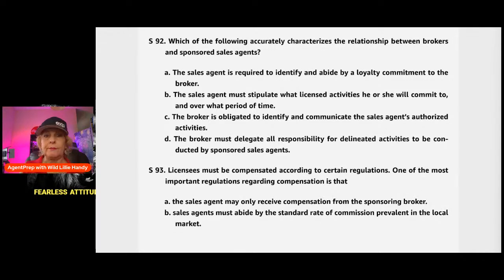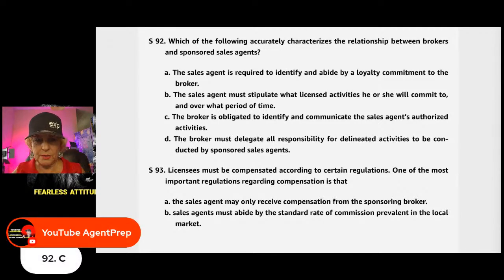And if they don't, hey, they're not going to be penalized, except for some offices, they might still have to pay a monthly fee or a desk fee or whatever. D, the broker must delegate all responsibilities for delineated activities to be conducted by sponsored agents. No. So the broker is obligated to identify and communicate the sales agent's authorized activity. What are we legally authorized to do? Oh, I already typed the answer in. So 92C. Okay, very good.